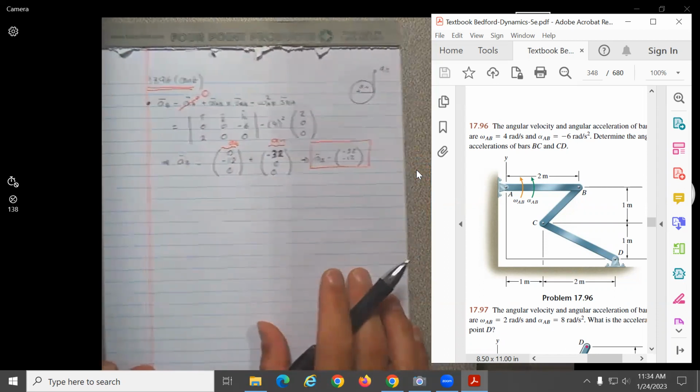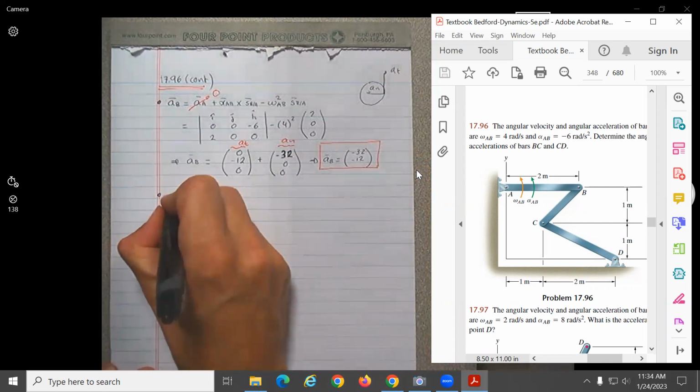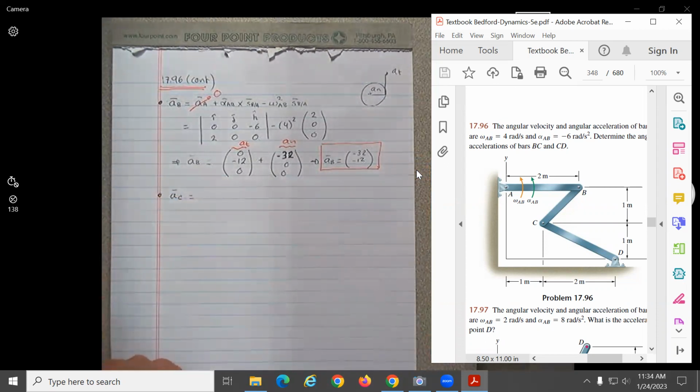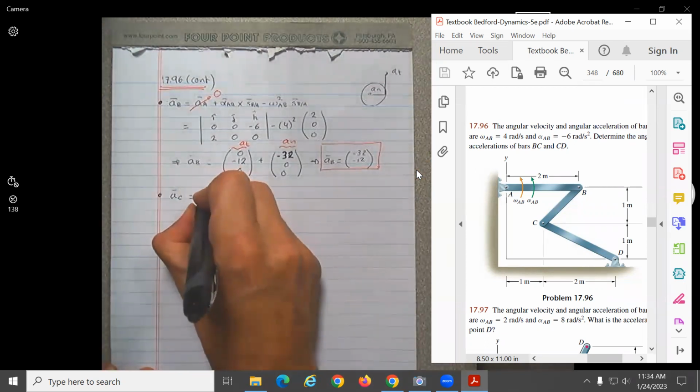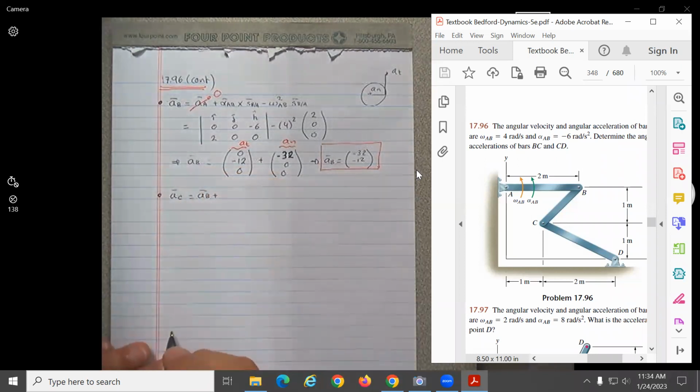So now that we know AB, what can we do? We can calculate the acceleration of which point? We can go from point B to point C. Okay, so we can write AC will be equal to what? Let's see, now if you start recalling, basically the equation would be AB plus.